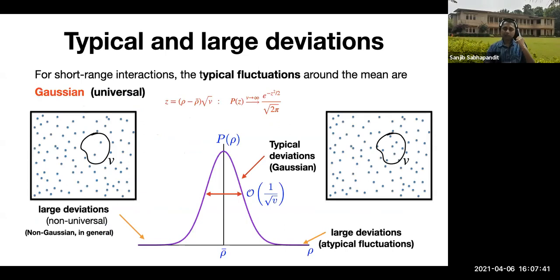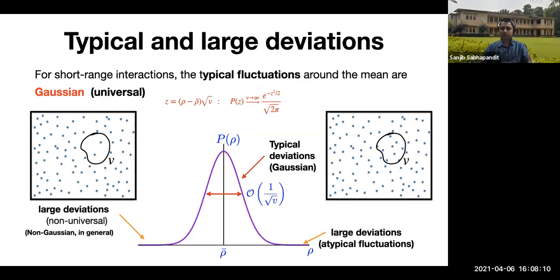Okay, so typical in the sense that if you look at the fluctuation on the scale of 1 by square root of the small volume V, those fluctuations are given by a Gaussian distribution. Precisely what I mean is that if you look at rho minus rho average and multiply it by square root of V, in the limit of V very large, this quantity goes to this Gaussian distribution. So this distribution describes these typical fluctuations.